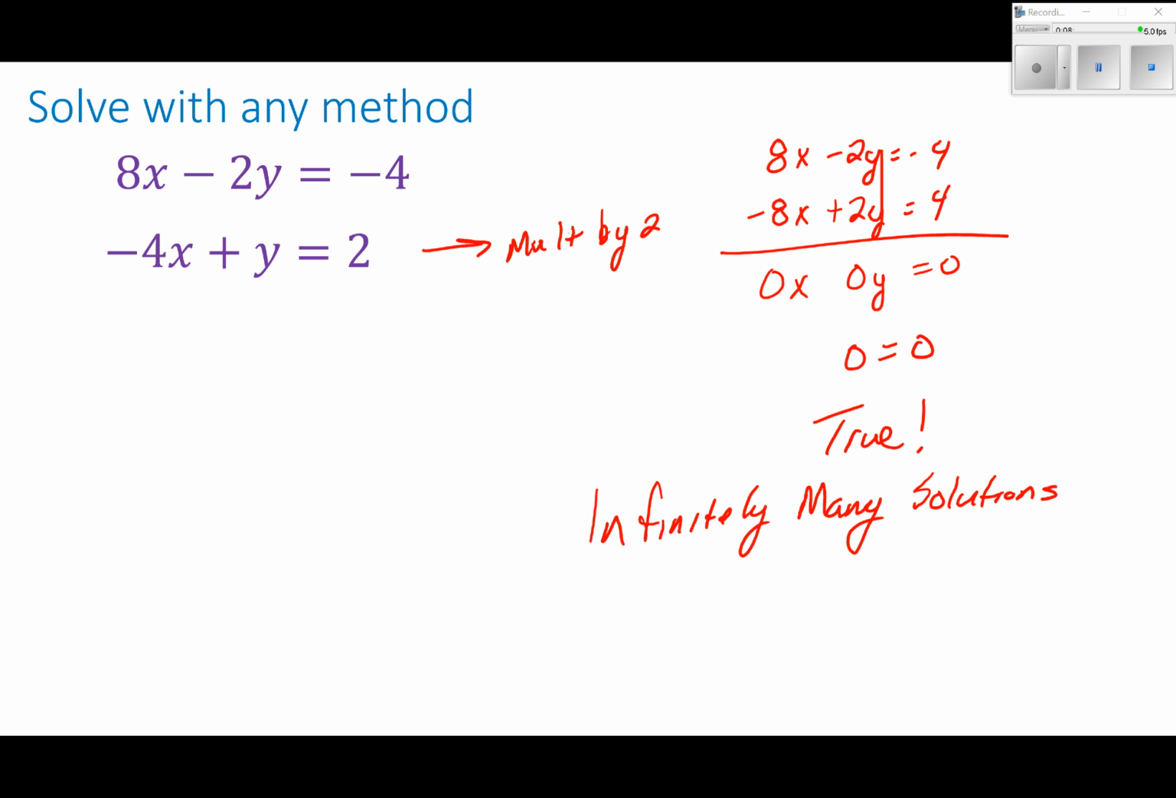Okay, so just because we end up with 0 equaling 0, that is beneficial. That does tell us that it's an infinitely many solution. It's where the lines lie directly on top of each other from the warm-up.